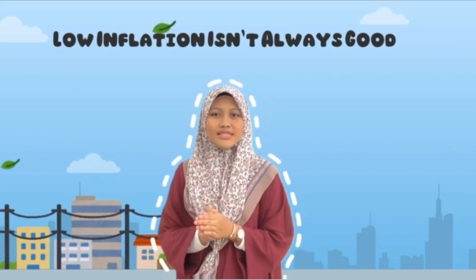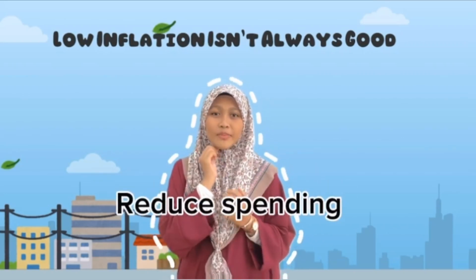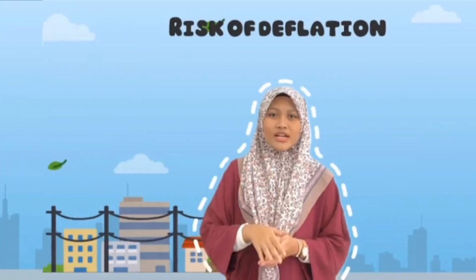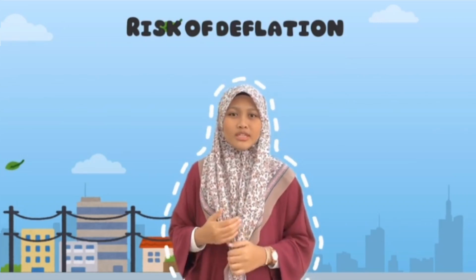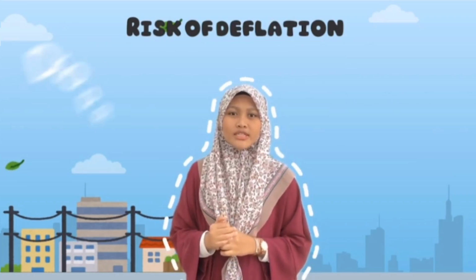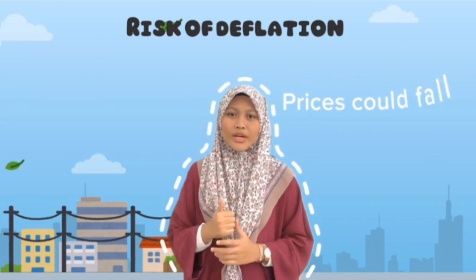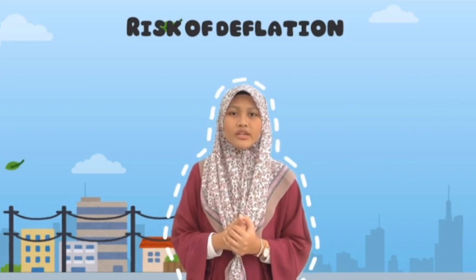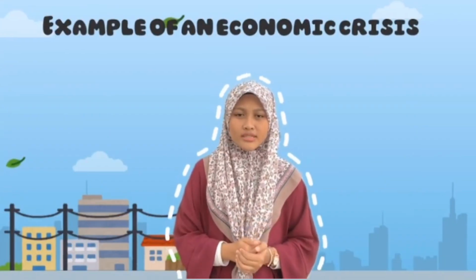When people and businesses are uncertain about the future, they reduce their spending, which lowers demand and in turn keeps inflation downward. Risk of deflation. The article also warns about deflation, which could happen if inflation keeps dropping. When demand is extremely low, prices could fall, leading to deflation, which can worsen an economic downturn. Lastly, example of an economic crisis.